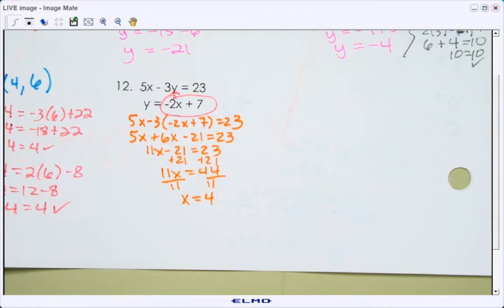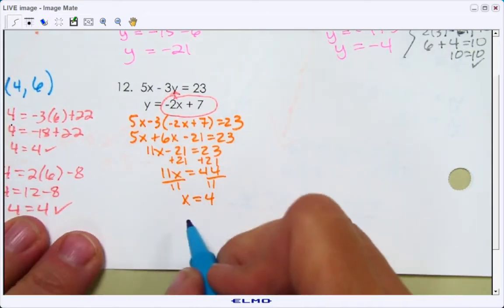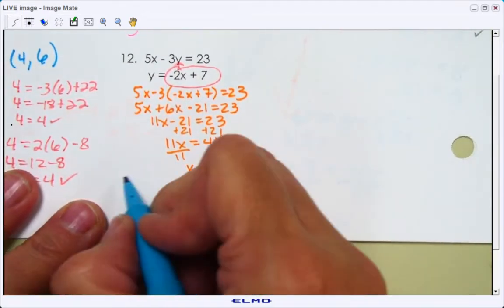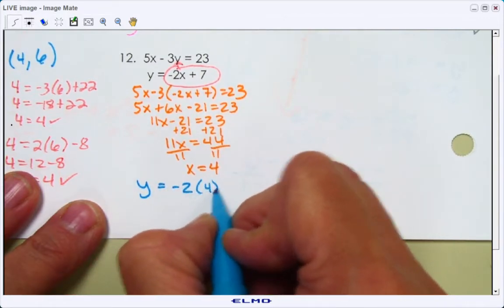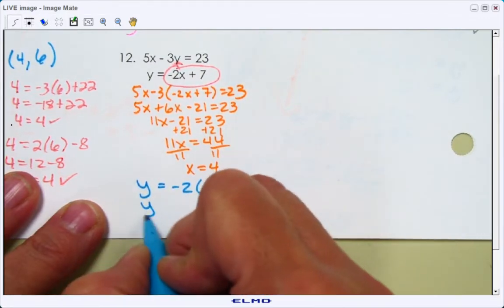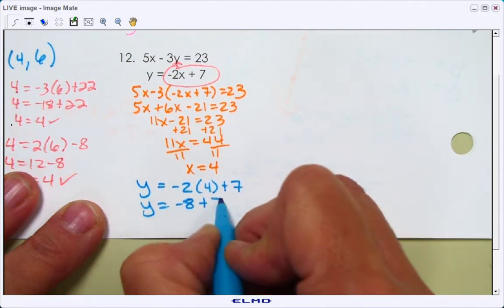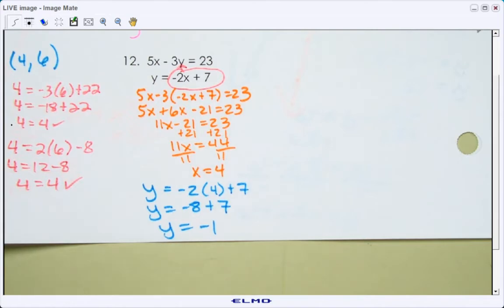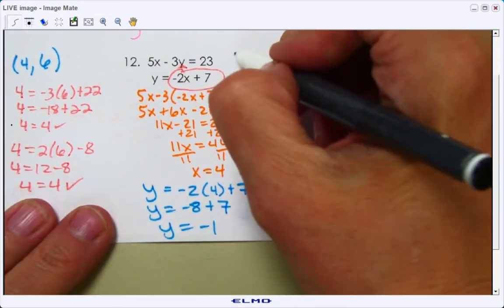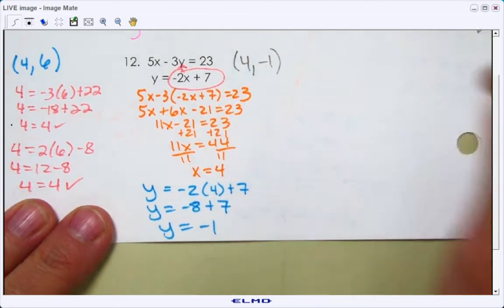Then I take that and I'm going to plug it back into the second equation because it's easier. y equals negative 2 times 4 plus 7. I get negative 8 plus 7, so y equals negative 1. And your answer to this would be the point 4, negative 1.